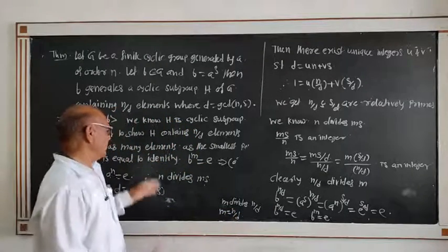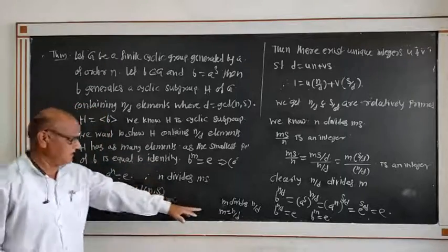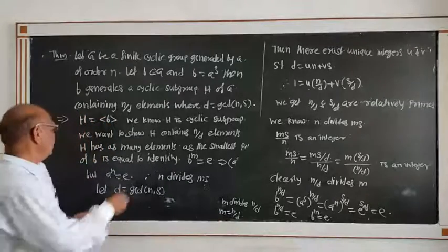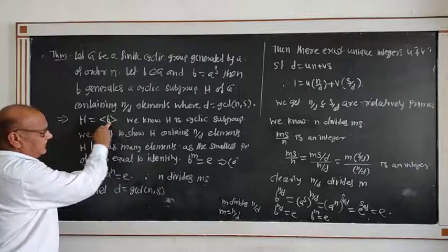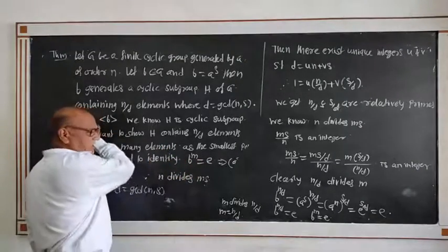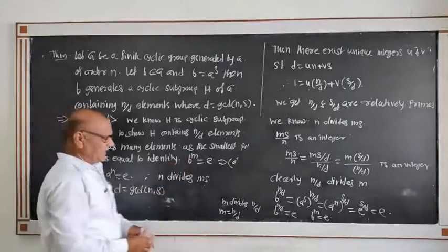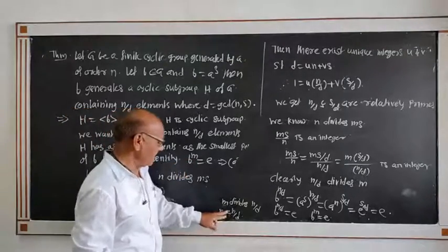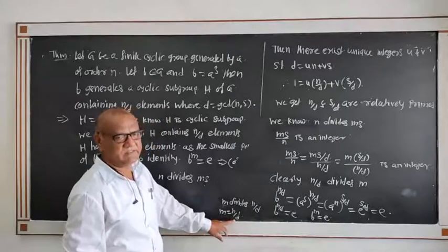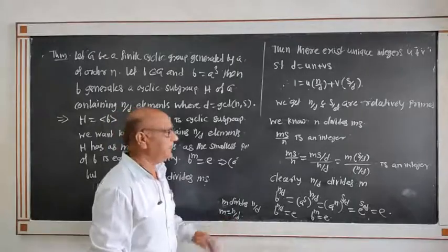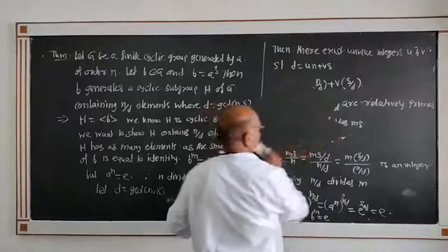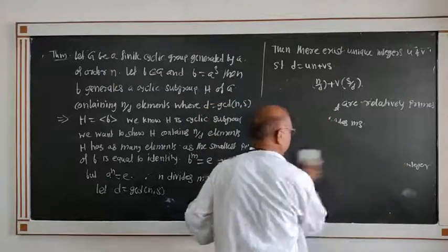And so the order of H is n by d. Here clearly H is generated by B, and the order of B is equal to m. That means the order of H is m, and m is equal to n by d. That means H contains n by d elements. Now here one corollary.